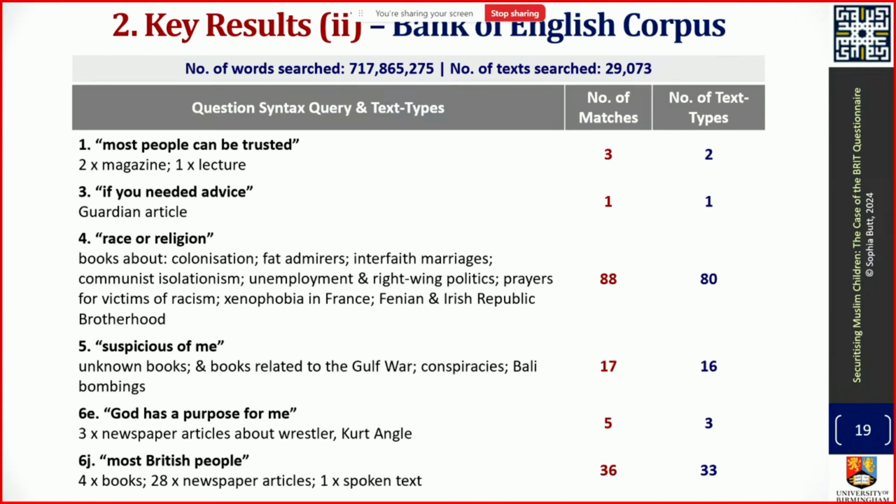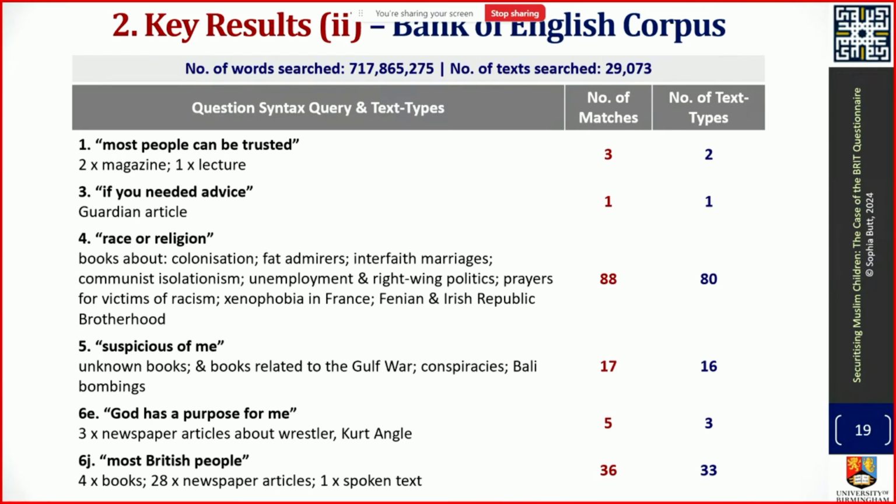There were 5 matches, and they were across 3 different text types. There were 3 newspaper articles quoting the WWE wrestler Kurt Angle after he won his championship. When he won the championship, as a Christian, as a believer, he said, God has a purpose for me. So that was a direct quote there. And then most British people.